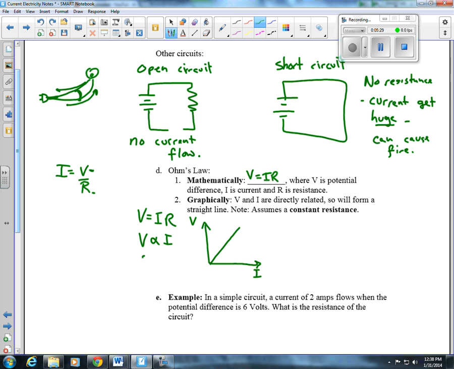And what's the slope of that line? Well, the slope is what we took out, so the slope is going to be the resistance. So since this is a straight line, it's constant resistance. So something that obeys Ohm's law is going to make that type of graph.